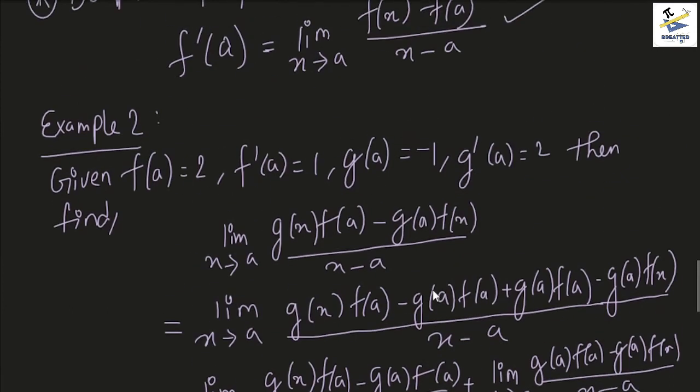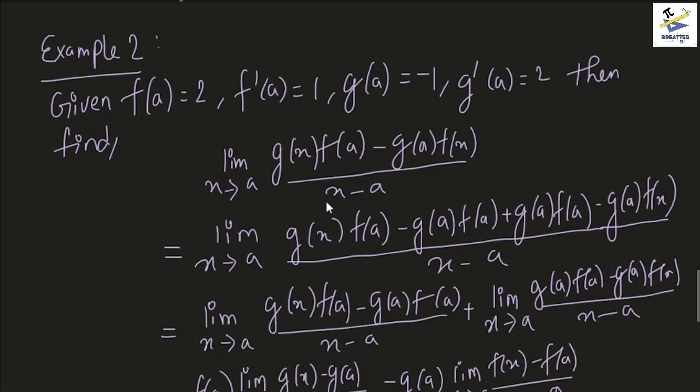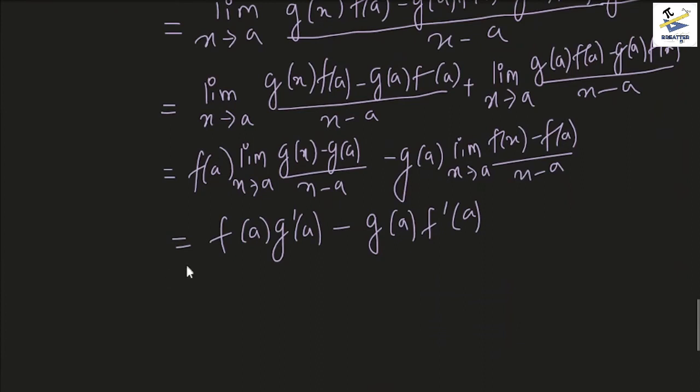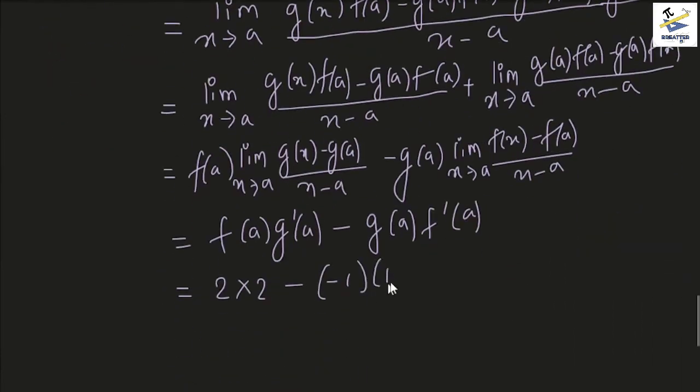And now it's just a matter of putting in the values. So f(a) is 2 and g(a) is minus 1 and g prime a is 2. So first two terms are 2 into 2. So this gives us the value of 5.